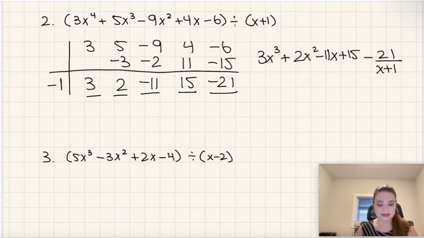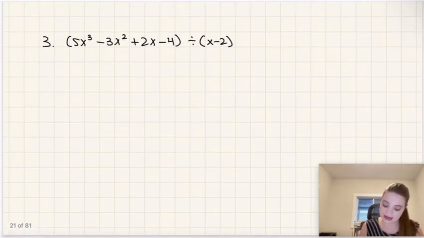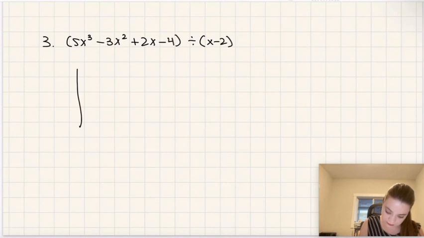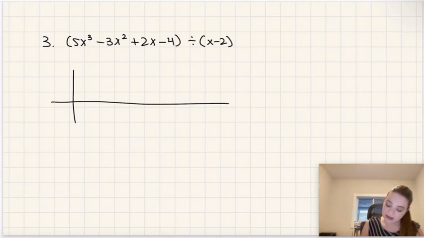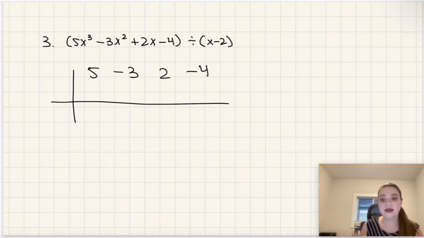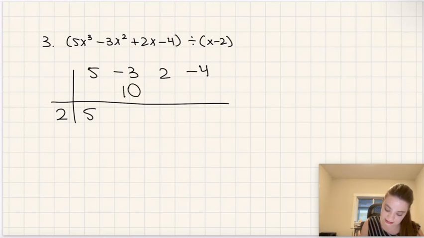All right, one last example, and then that'll be all for today. Okay, so same kind of thing here. Oh, draw a nicer line. There we go. Okay, so first I'm going to write my coefficients. So 5, -3, 2, and constant -4. And then in here I'm going to put a 2. And then I'm going to bring down my 5 and multiply it. 2 times 5 is 10.